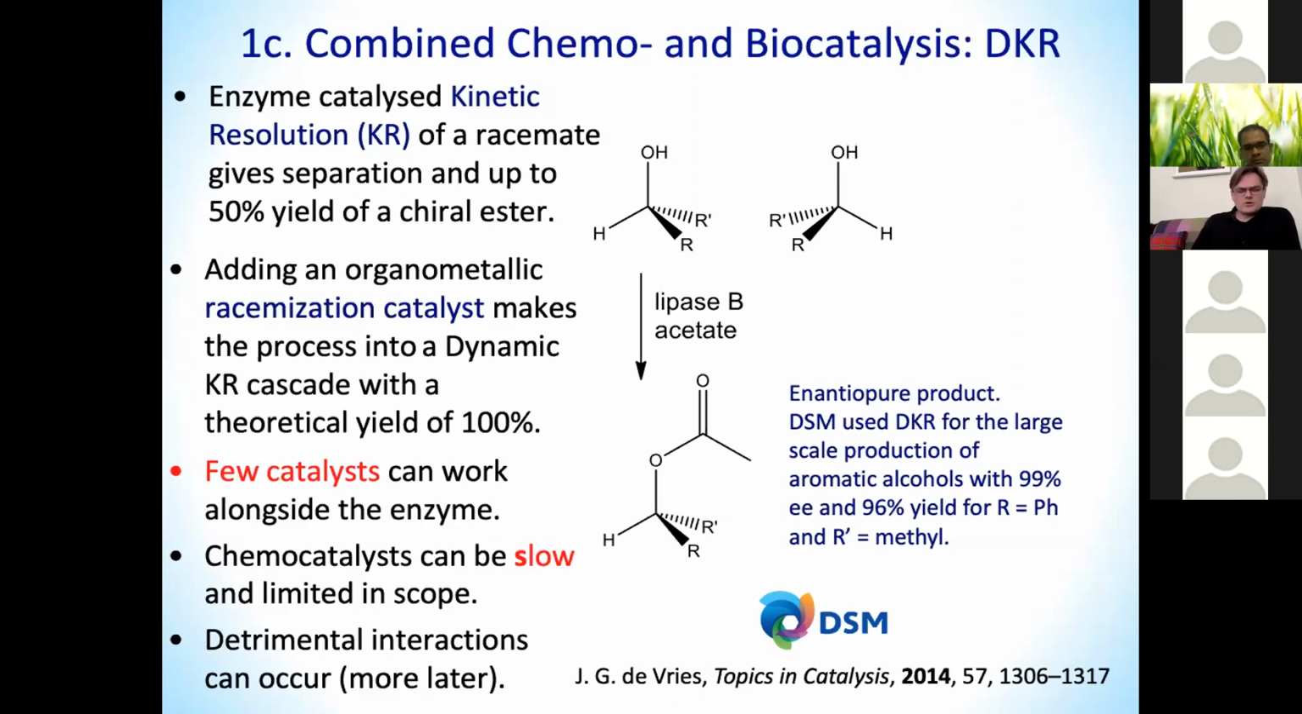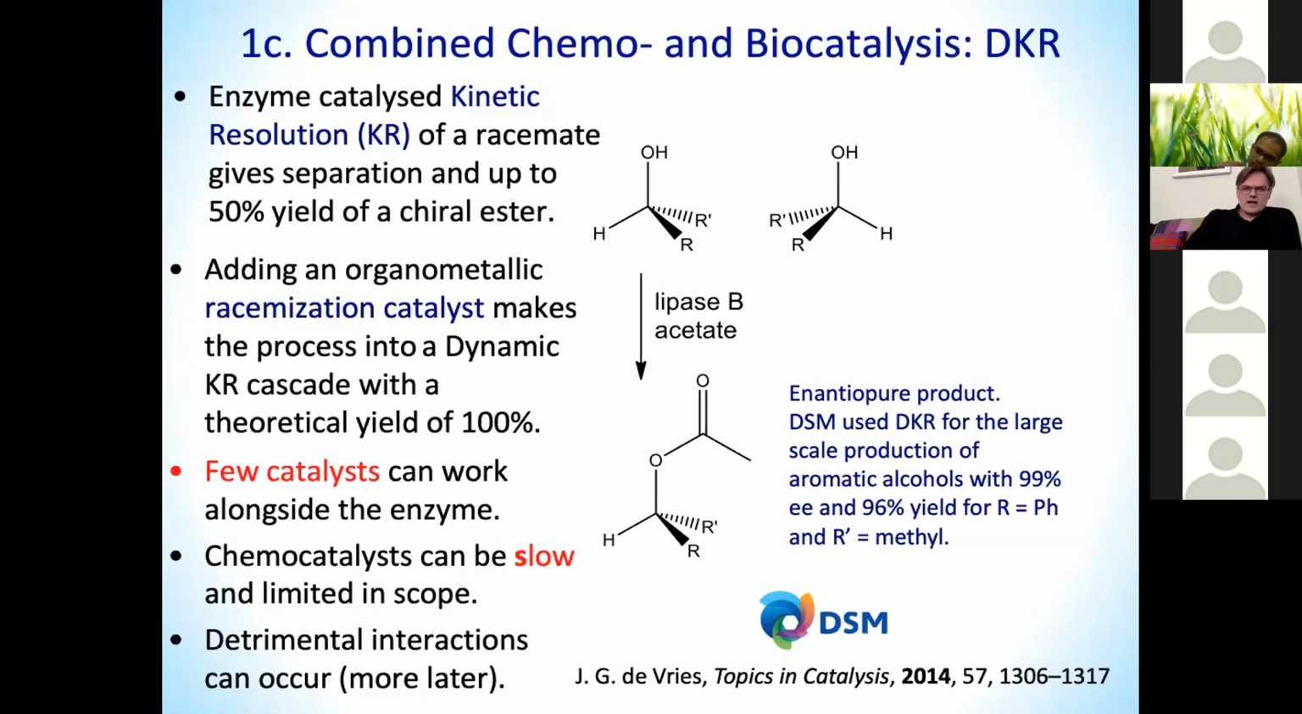So enzymes are wonderful for resolving racemic mixtures. In the example, we have a mixture of two chiral alcohols. If you introduce the right enzyme into the mixture, it will react much faster with one of the enantiomers than the other one. And so you'll get one enantiomer being transformed into the chiral ester in this case, and one being left as the alcohol. And that's easy to separate. But of course, you only get 50% of chiral alcohol, chiral ester.